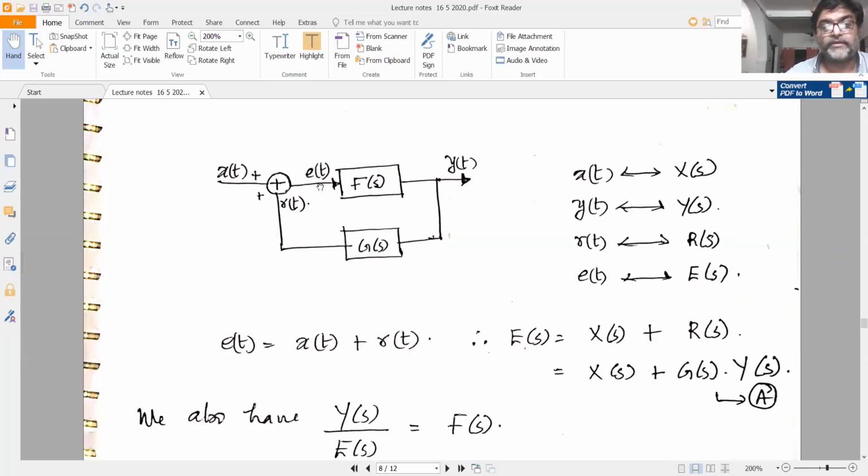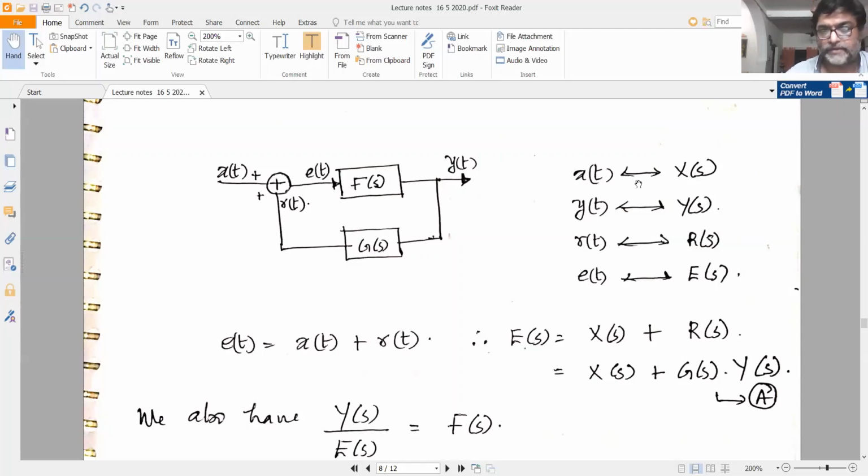So e of t you can write as x of t plus r of t. You call this a positive feedback if there is a plus sign here, obviously also depending on what g of s does. So here both signs are plus. The signal e of t, which you normally call the error signal, is the sum of x of t and r of t.